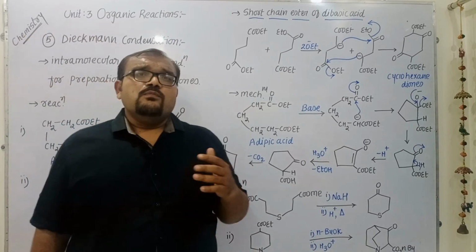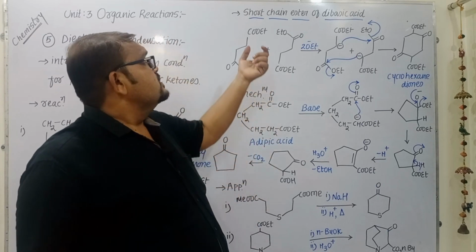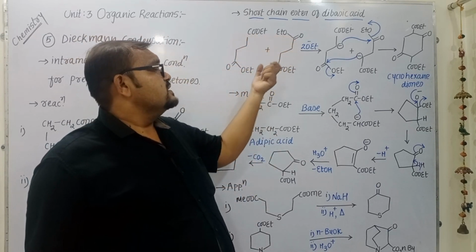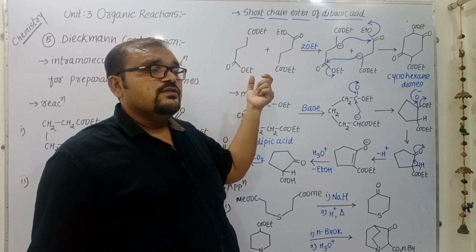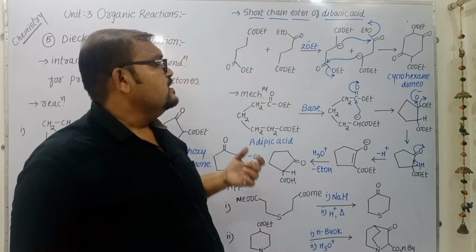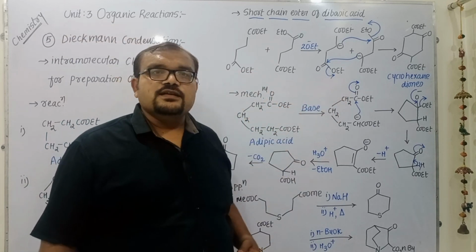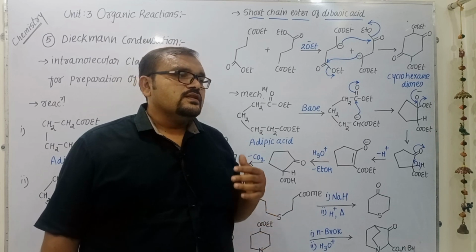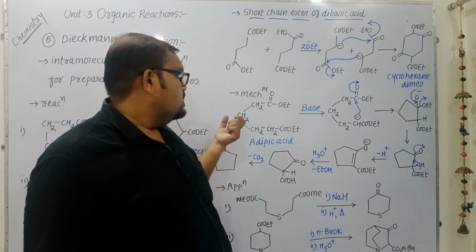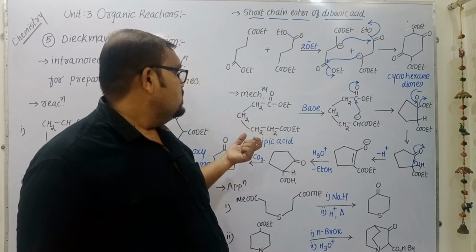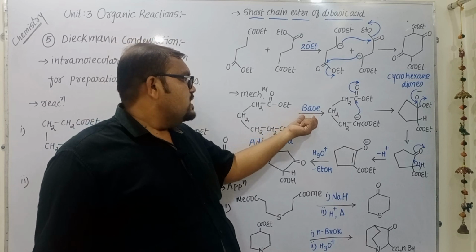There is one more case by which we can define the same Dieckmann condensation, as a short chain ester of a dibasic acid. When we take ethyl ester of succinic acid, or we can also say ethyl succinate, right? When we react it in the same way, we will get cyclohexanedione as a product, right? For the detailed study of the same reaction, that is Dieckmann condensation, we will go through the mechanism of this reaction. As we can see here, diethyl ester of adipic acid, when reacted with base, what will happen?